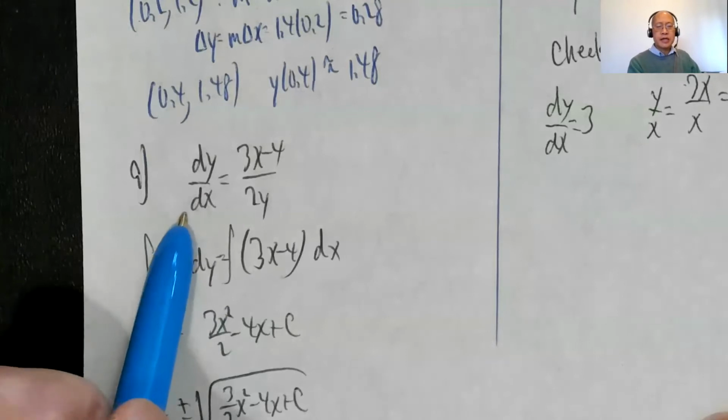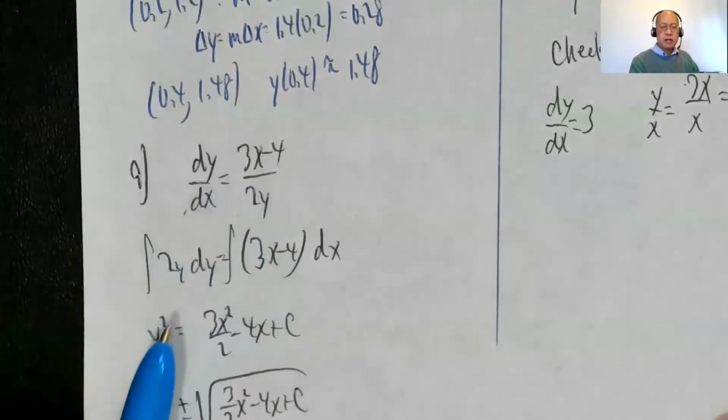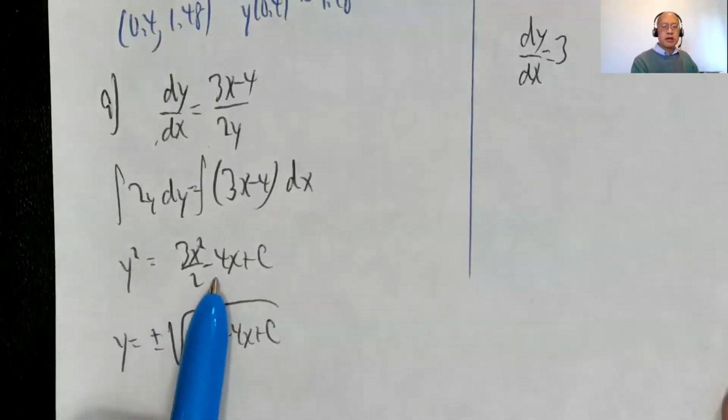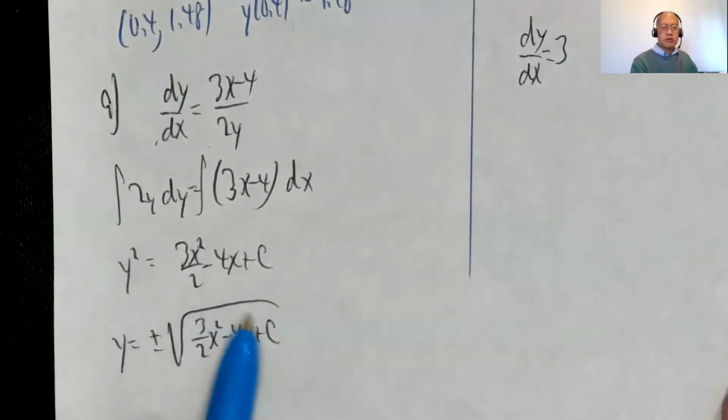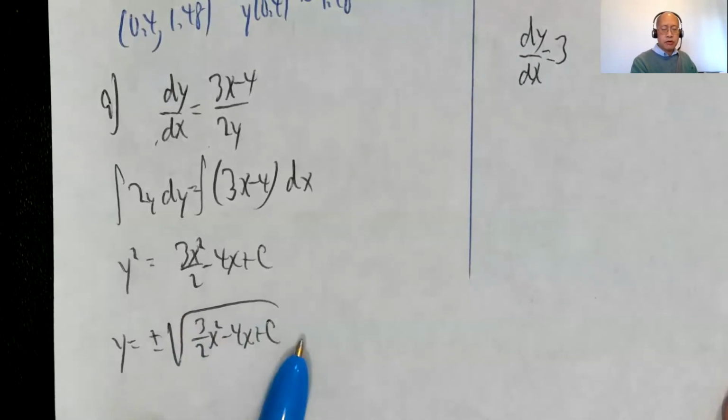Number 9, dy/dx is (3x minus 4) over 2y. Looks like you cross multiply. 2y dy equals (3x minus 4) dx. y squared equals 3x squared over 2 minus 4x plus c. y is plus or minus the square root of (3/2 x squared minus 4x plus c). And stop. Notice this c is inside the square root, not outside.